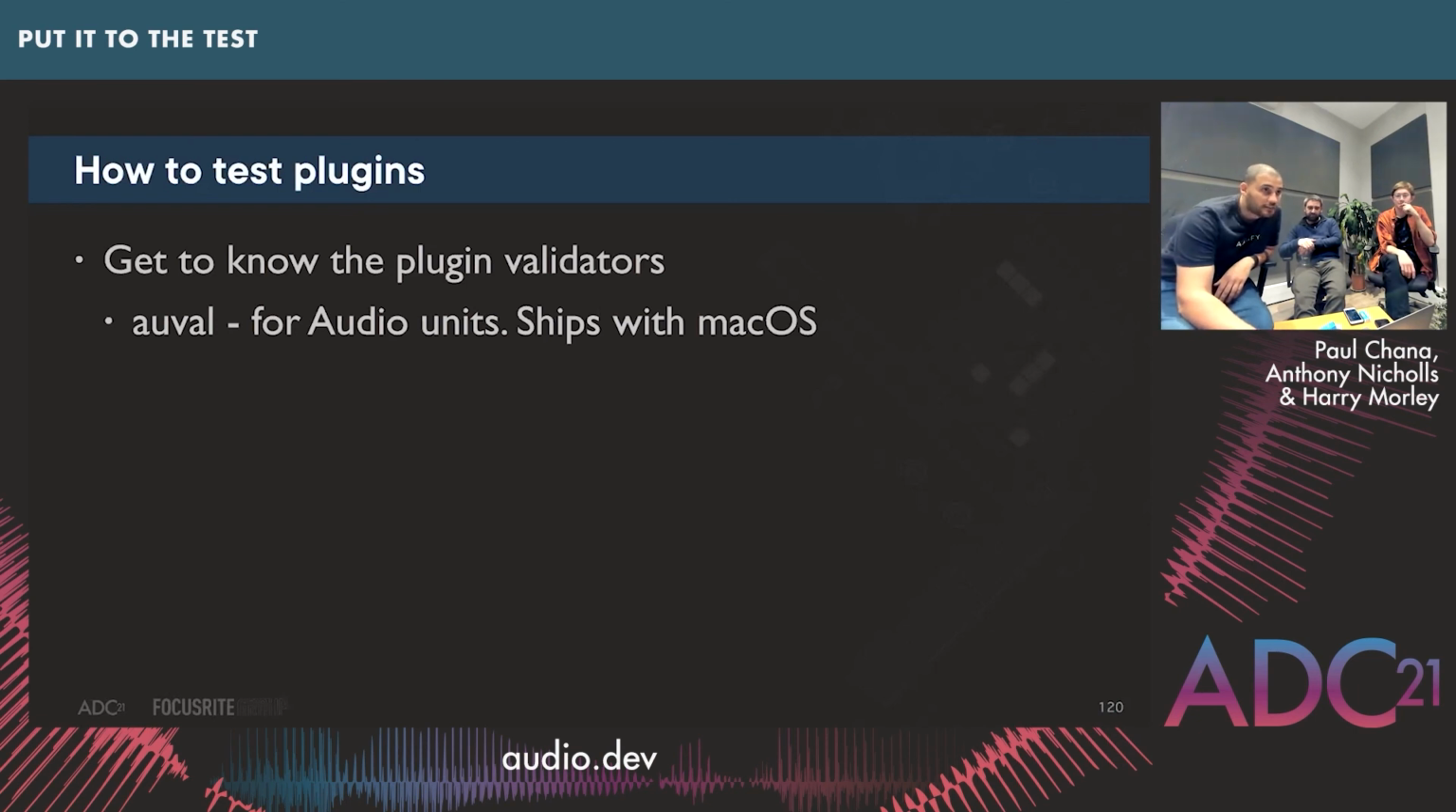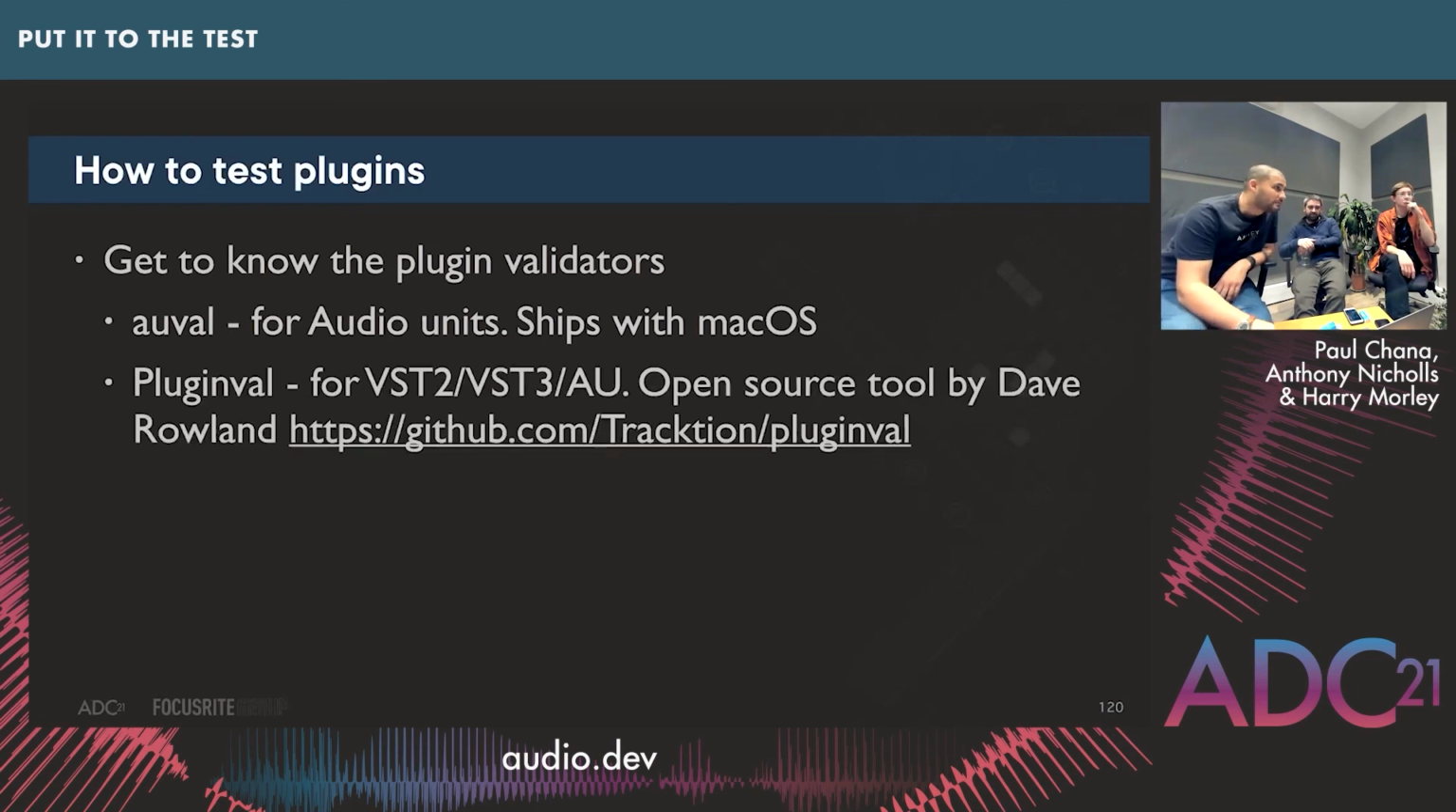The next thing, and the one that I would recommend for everybody, is Plugin Val by Dave Rowland. There's a link direct to his GitHub page there. It will test VST 2.3 and AU. Really good tool. Used it a lot. It will catch all kinds of silly problems.